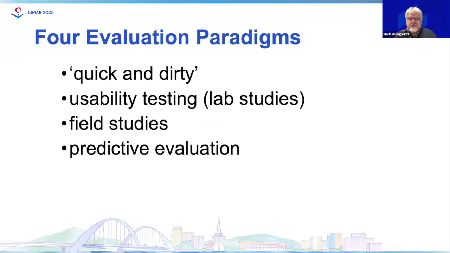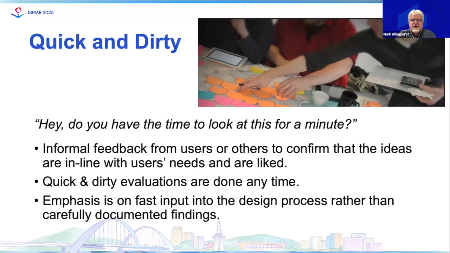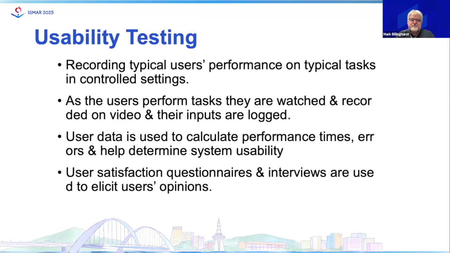There are four different ways of doing evaluation: quick and dirty, formal usability studies, in the field studies, and predictive evaluation. Quick and dirty is really about grabbing somebody and saying, hey, do you have time to look at this for a minute? And then they give informal feedback. So if you've made your first sketch, grab your friend and sit down and say, hey, does this look like a good idea to you? So it's very, very quick, and the emphasis is on fast input.